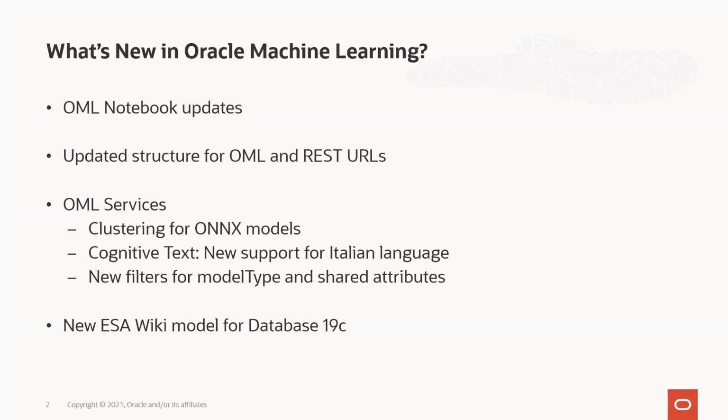Here's a list of the updates we'll review today. We have some updates to the OML notebooks, an update to the structure of our REST URLs, and for OML services, we're introducing clustering for ONNX models, support for Italian language with cognitive text, new filters for the model type and shared attributes, and a new ESA Wiki model built under database 19c.